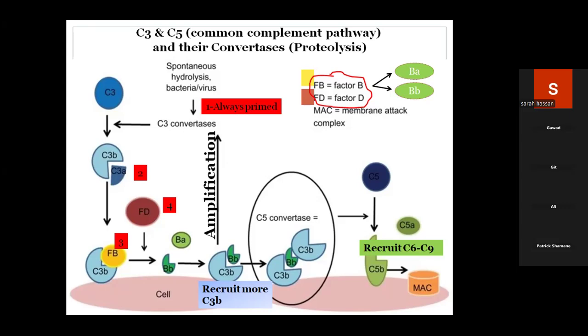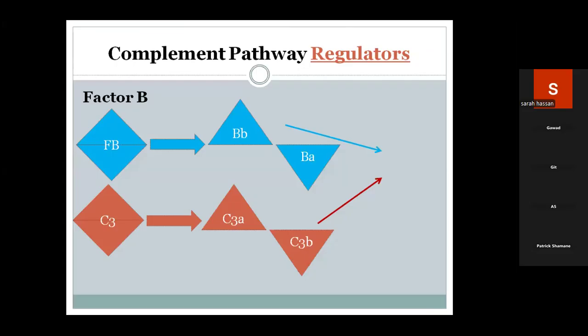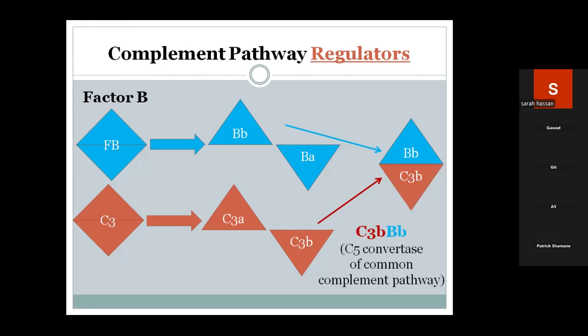The Bb part will combine with the C3b component, forming the C3bBb, which will recruit more C3b, and this ends up with the formation of C5 convertase that will recruit more complement components from C6 to C9, which form the MAC, or the membrane attack complex. So factor B is divided into factor Ba and Bb. This Bb will combine with the C3b, forming C3bBbC3b, which is a C5 convertase of the common complement pathway.